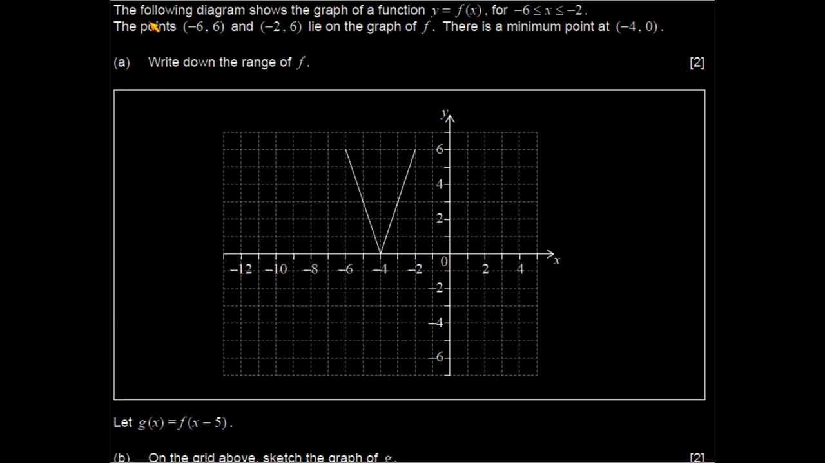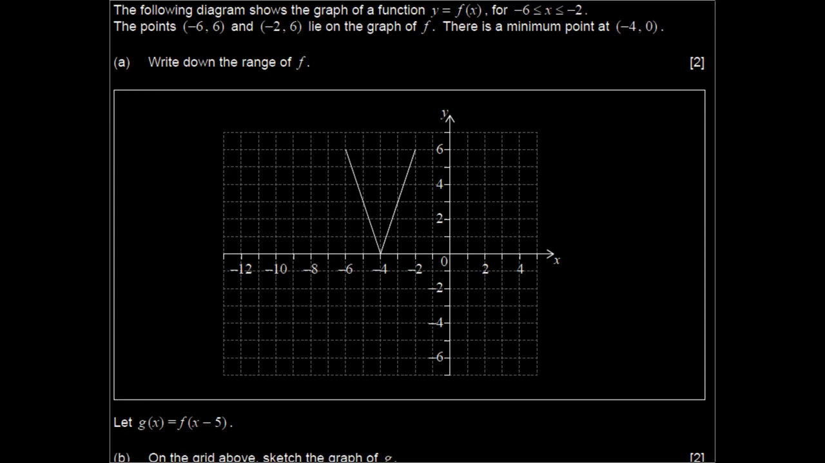Okay, this question says the following diagram shows the graph of a function y equals f of x for x between -6 and -2. So here it says the points (-6, 6) and (-2, 6) lie on the graph of f. So (-6, 6) is here, (-2, 6) is here, and it says there's a minimum point at (-4, 0), which is here. So first part says write down the range of f.